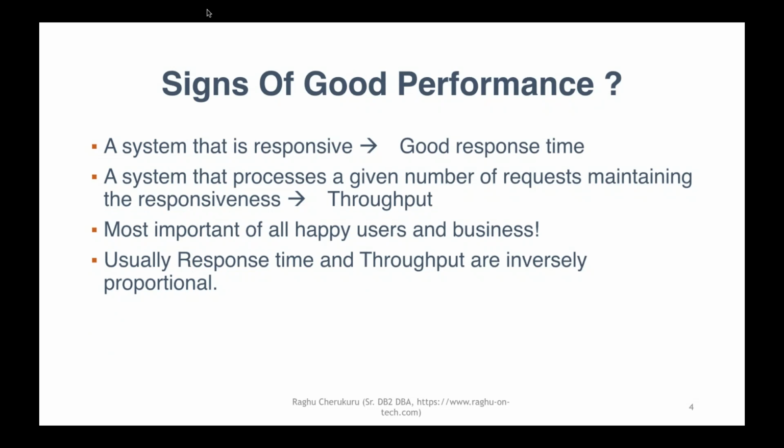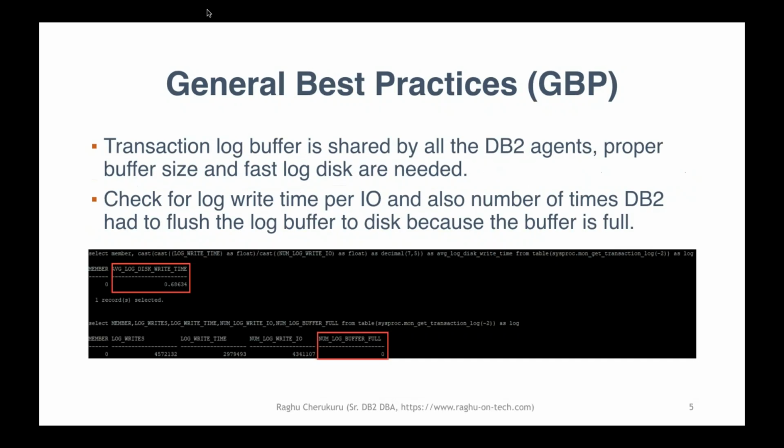So what is good performance? Good performance boils down to two things really: good response time and throughput. The lower the response time is, the greater the throughput. If the response time is higher, your throughput goes down. So they're kind of inversely proportional. So you try to decrease the response time of your DB2 servers to really make your system perform better. Intangibles like the happiness of the users and the business are the ultimate goal of performance tuning.